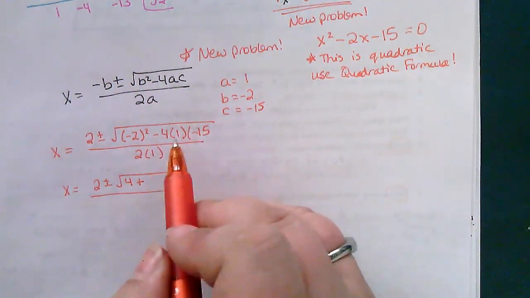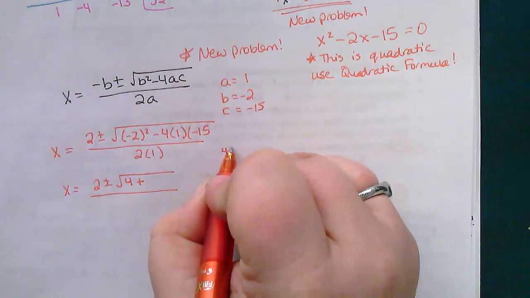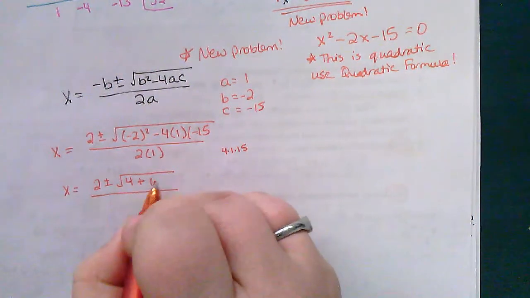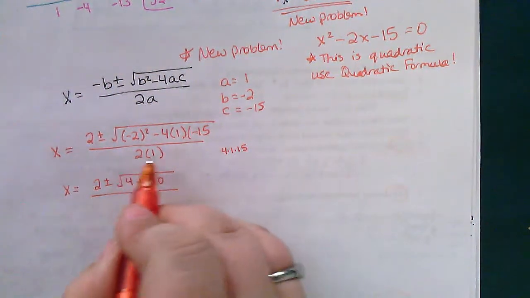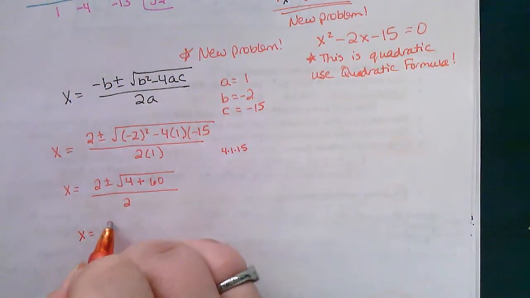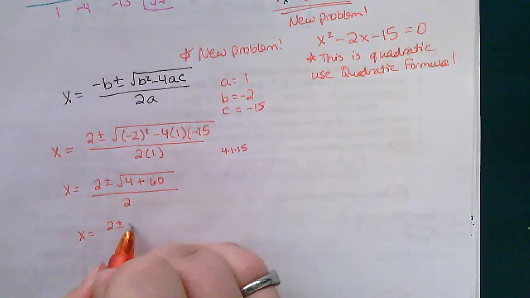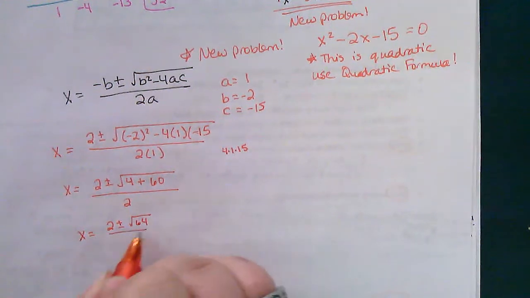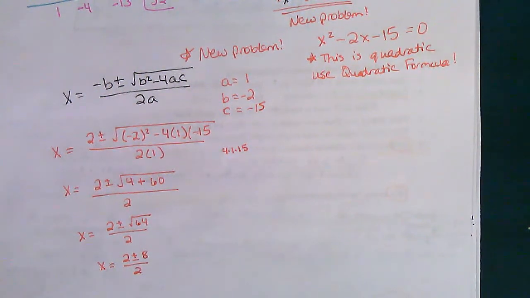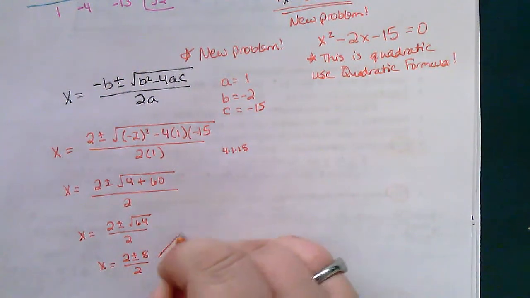Then in your phone or in a little calculator, just do 4 times 1 times 15. 4 times 1 times 15 is 60. And then on the bottom, we could do 2 times 1, which is 2. Now keep working inside your parentheses. You have 4 plus 60, that's 64. And then still keep working inside our square root. The square root of 64 is 8. So now that I have it down to a single fraction, I split it.